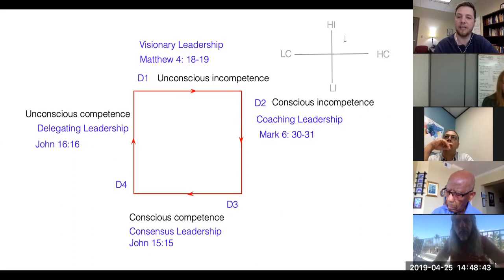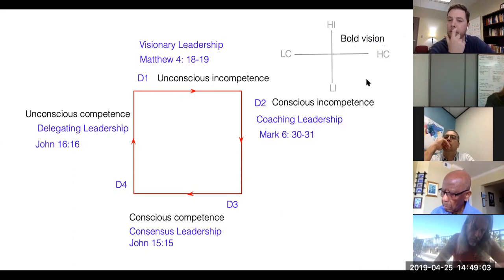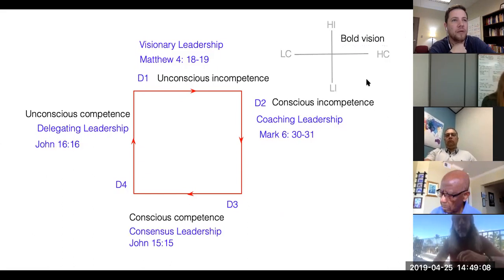So high invitation, high challenge in that kind of scenario, to me, means that what you're basically doing is giving a bold vision. It's visionary, it's clear, and you're telling people what to do. So, for example, we're going to start a new missional community, and it's going to be a neighborhood missional community. And the vision is this: we're trying to reach the people of Longwood neighborhood with the good news of Jesus. Would you like to do that with us?